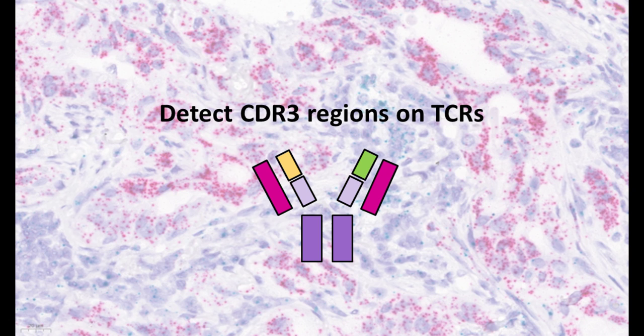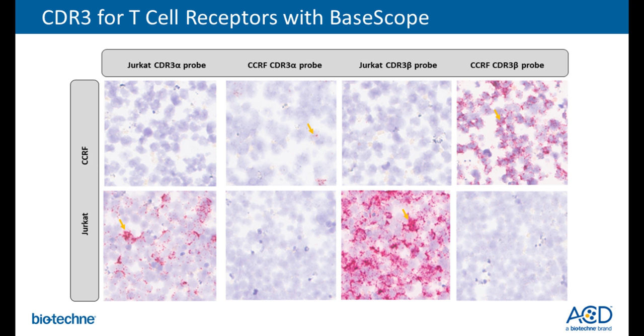Because these are really short hypervariable regions, it can be very challenging to detect them in a morphological context. So our BaseScope assay, being a specialized assay for short targets, allows us to specifically design probes against these CDR3 regions and identify clonal populations of T cells. Now here is an example where we designed CDR3 probes against the alpha and beta chains of Jurkat CDR3 and then CDR3 alpha and beta of TCRs.